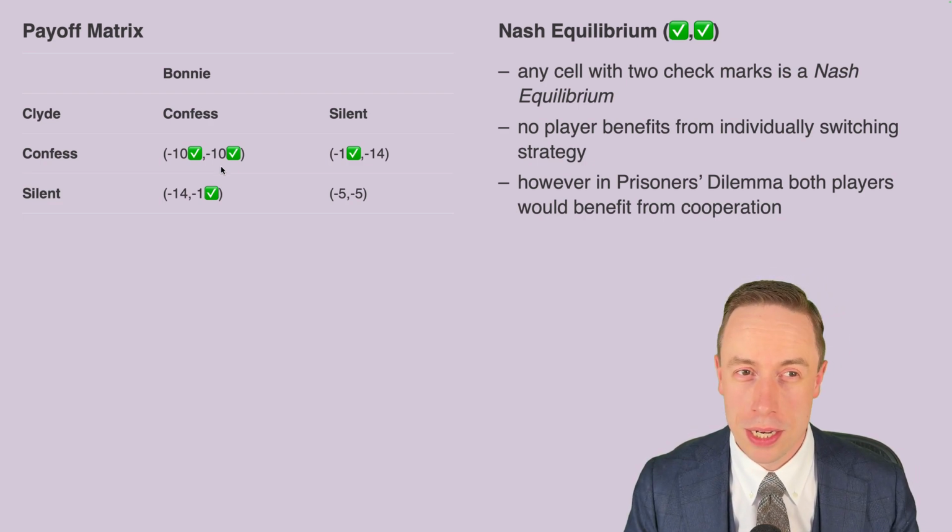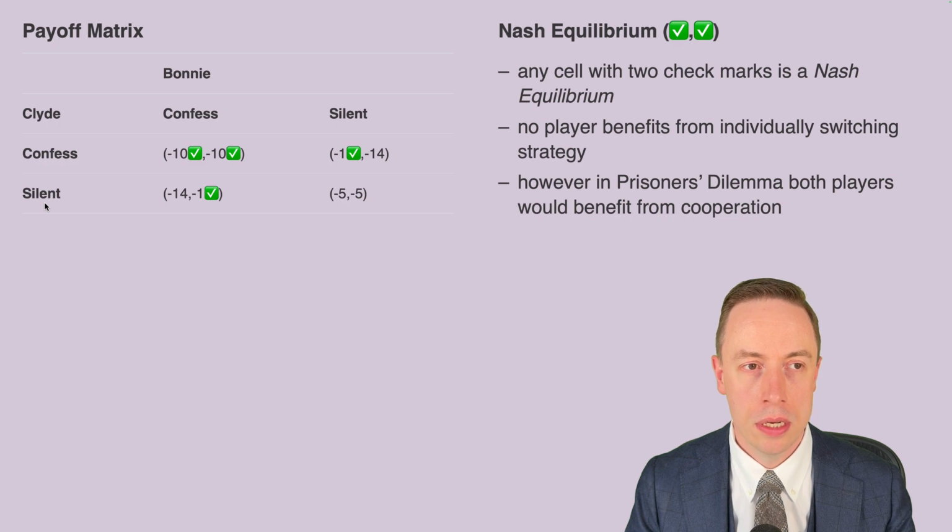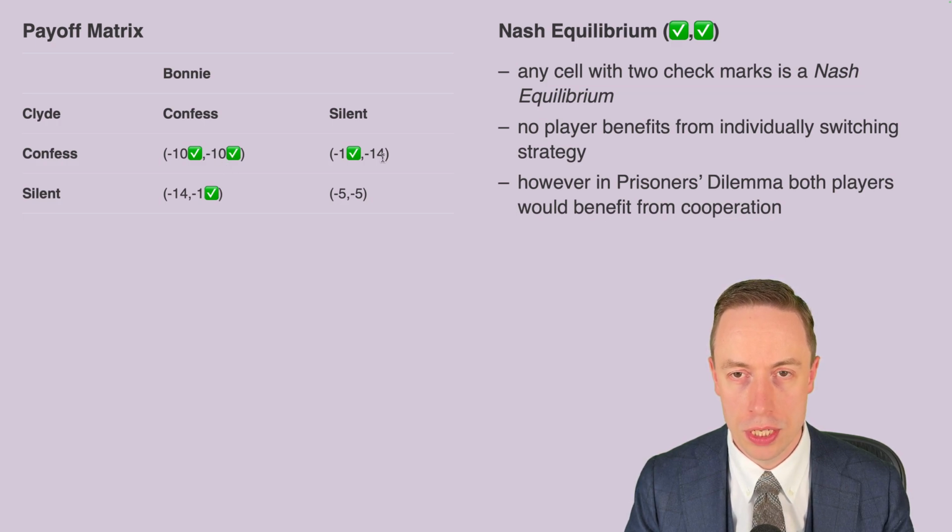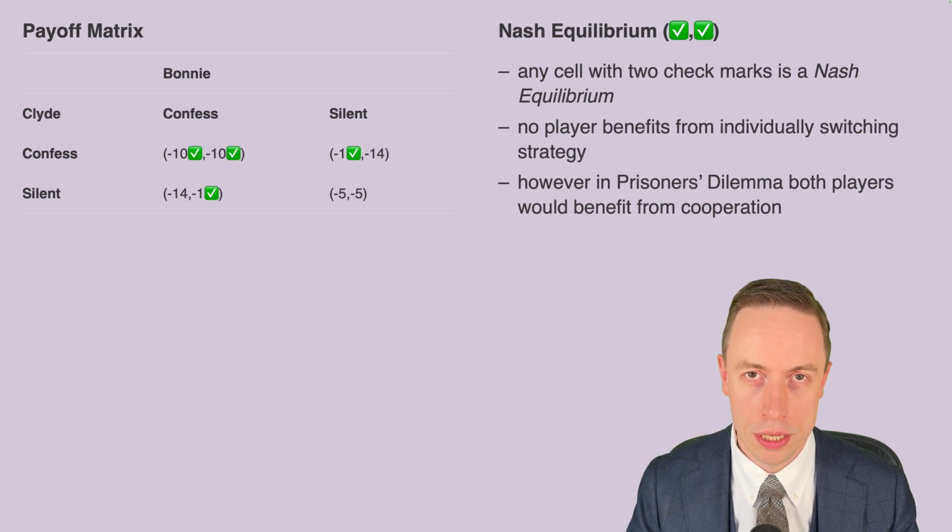I mean, the check marks are kind of a shorthand to get this done, because neither player benefits by unilaterally deviating. If from this position Clyde individually switches to silent, his sentence increases from 10 to 14 years. If Bonnie unilaterally switches to silent, her sentence increases from 10 to 14. Neither one of them wants to change strategy individually.